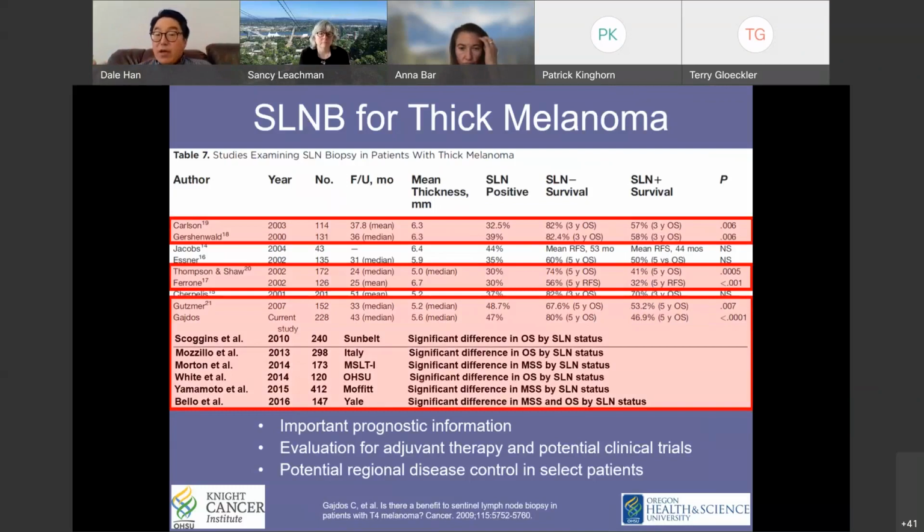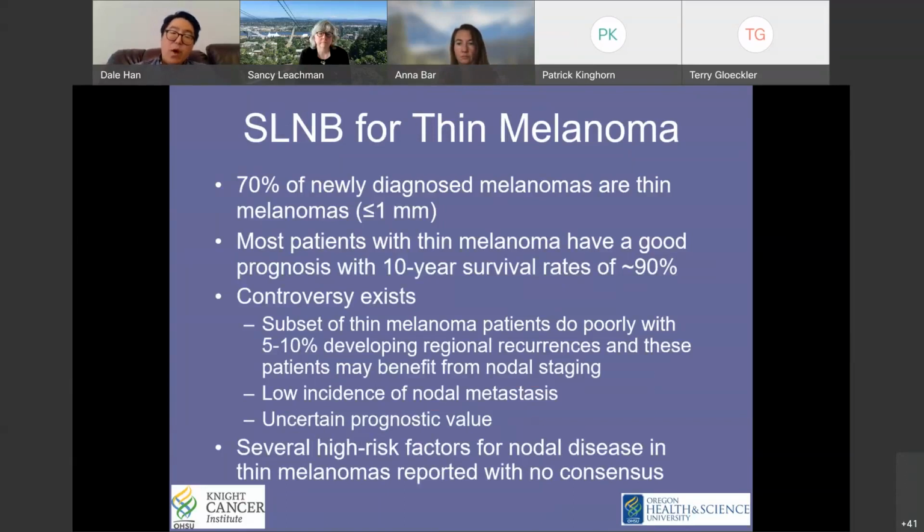It also allows evaluation into clinical trials and potential treatment with additional therapies such as immunotherapy, and also allows potential regional disease control in select patients. Well, how about the other end of the spectrum? Thin melanomas. Melanomas are up to 1 millimeter thickness.